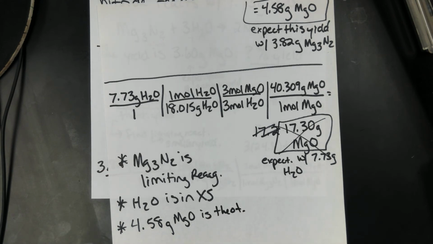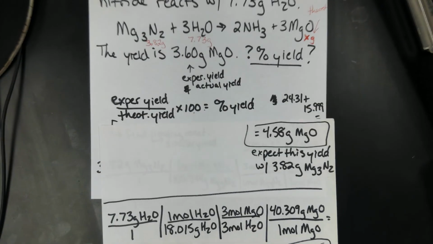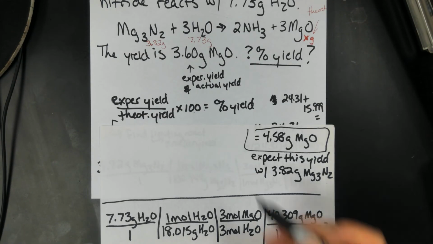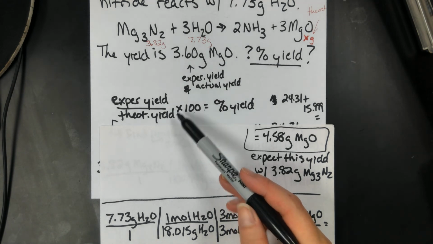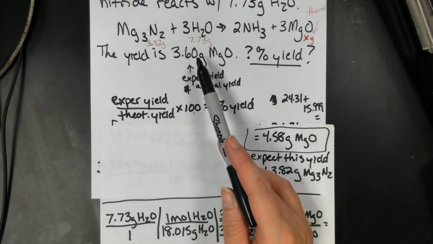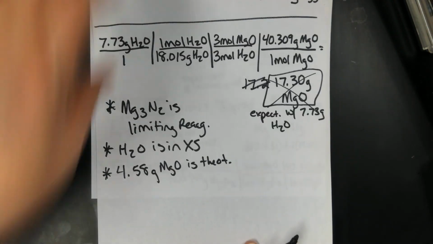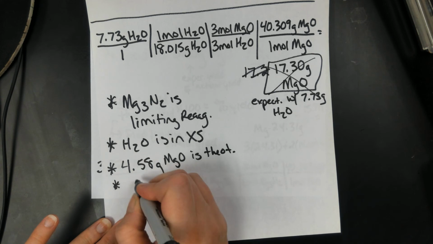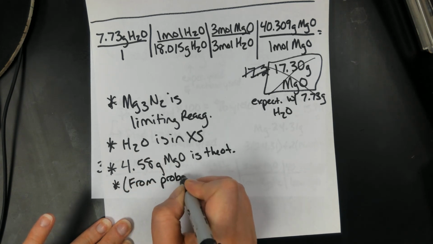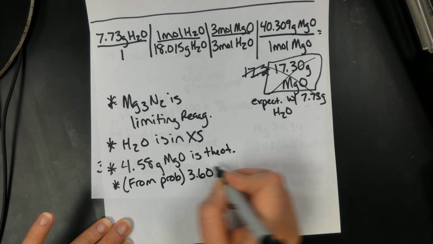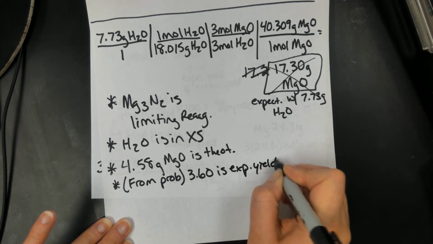Now we go back in the way back machine and we go back to the very beginning. Look at this equation. Our experimental yield divided by our theoretical yield. Remember, this is our experimental. Let's write that back. And then I'm just going to put, this is from the problem, that 3.60 is the experimental yield, right?